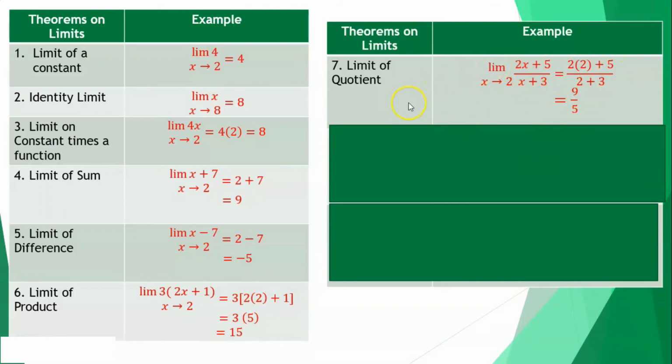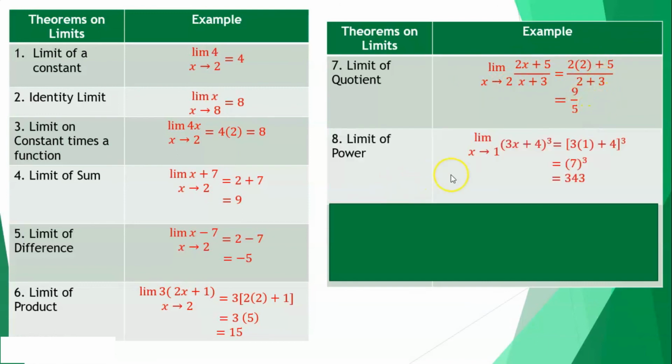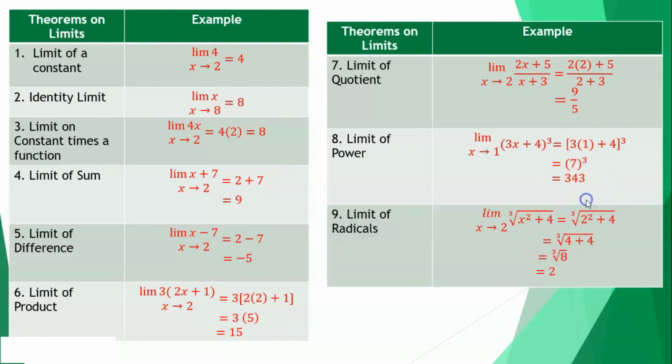Next, the limit of a quotient. So with this, it's division. So 2x plus 5 over x plus 3 as x approaches 2. So substitute, that would be 9 over 5. Next, the limit of a power. So like 3x plus 4 to the power of 3 as x approaches 1. So again, substitute x with 1, and 3 times 1 is 3 plus 4 is 7. 7 cubed is 343.